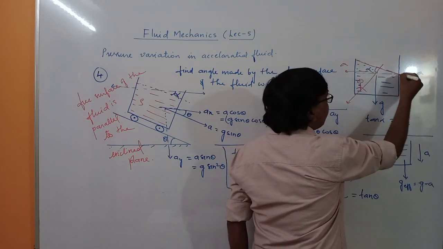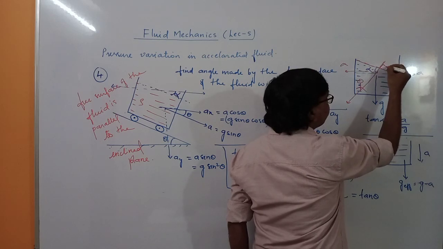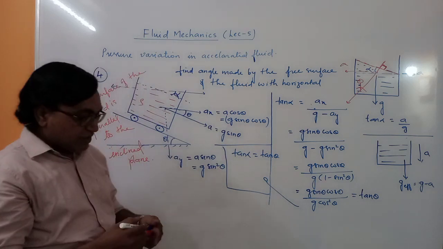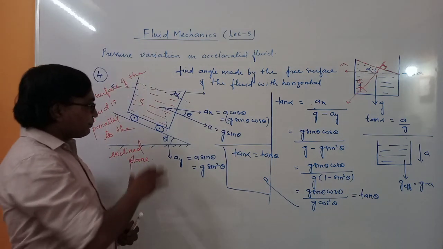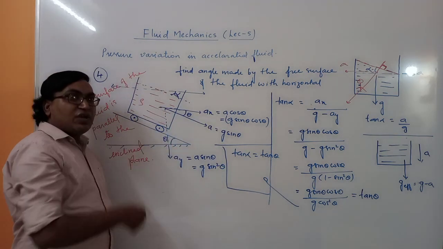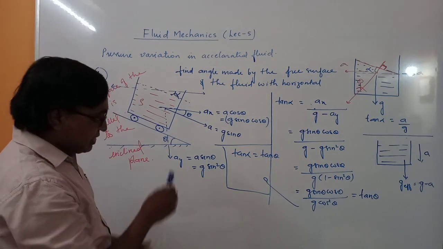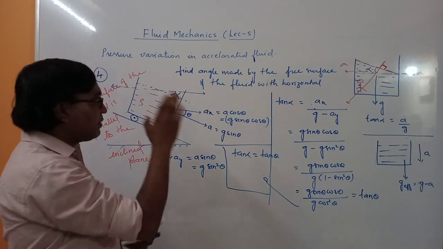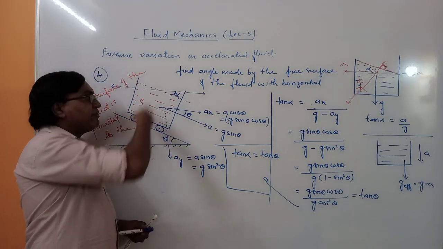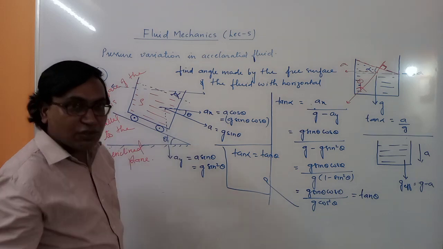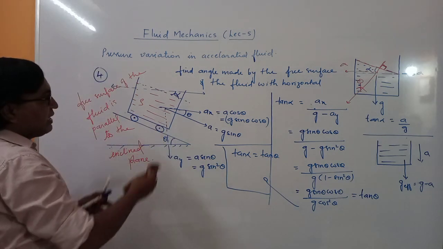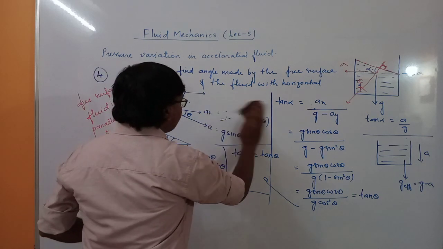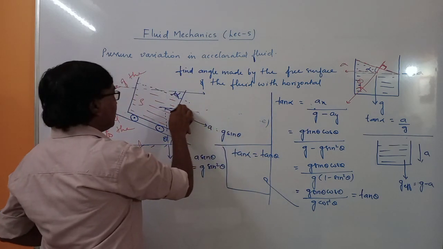So that is perpendicular to this free surface. So now let us find out what is the direction of effective acceleration in this case. If it is perpendicular to the plane, then it will be perpendicular to the free surface also. So I will remove this.